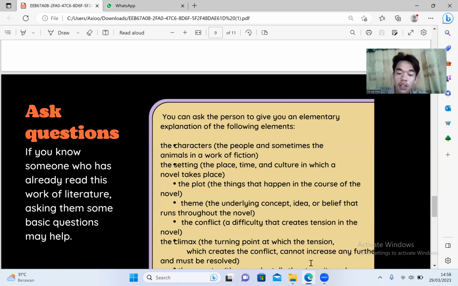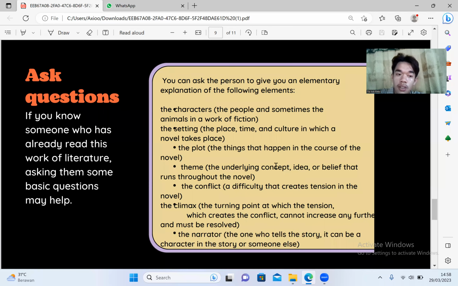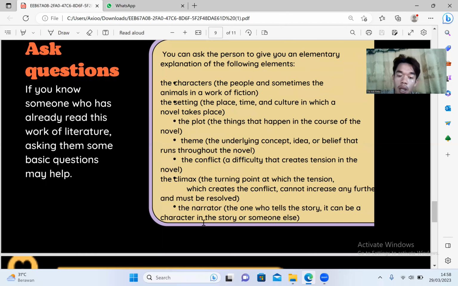The conflict is a difficulty that creates tension in the novel. The climax, and then also you can ask the question about the climax, the turning point, which is the moment of highest tension. The conflict cannot increase any further and must be resolved. And then you can ask about the narrator. The narrator, the one who tells the story, can be a character in the story or someone else.